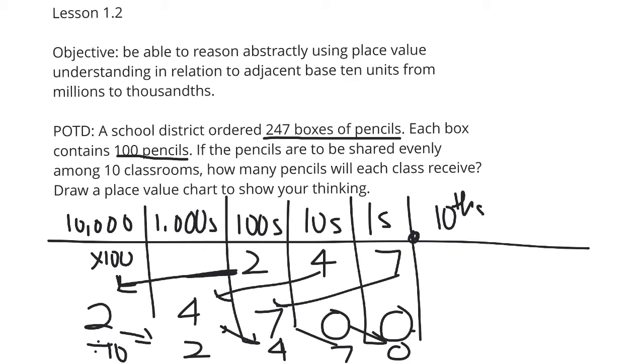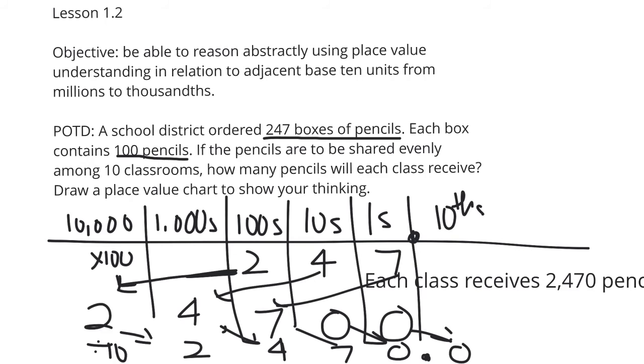Okay? So that means how many pencils does each class receive? Namia? Each class receives 2,470. Very good. So write that out as a sentence. Each class receives 2,470 pencils. Okay.